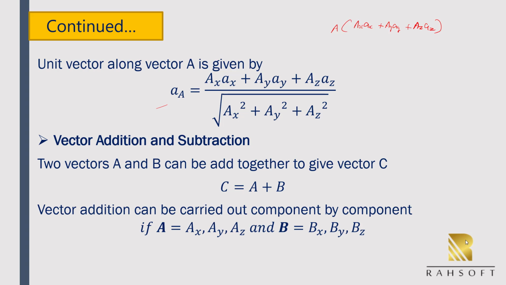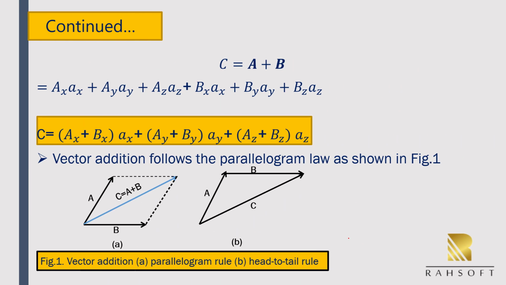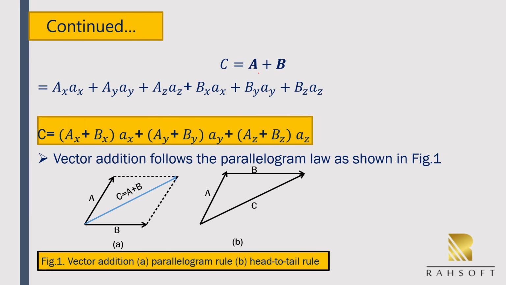Vector addition and subtraction. Two vectors A and B can be added together, which gives another vector C. So here you can see that vectors A and B we are adding, and it gives another vector C. Vector addition can be carried out component by component. So if A equals AX, AY, AZ and B equals BX, BY, BZ, the addition will be C equals A plus B.